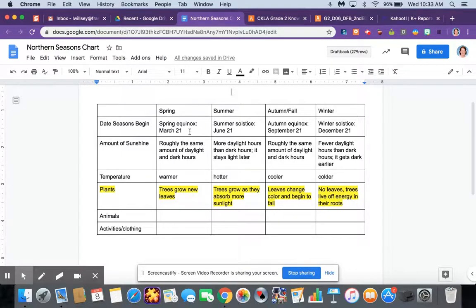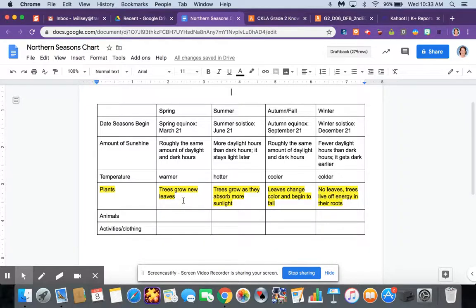If you notice, most of these dates happen on the 21st, and it's approximate, sometimes some years it's a little bit different. In the spring, we know we're warming up, like right now. In the summer, it gets hotter, and then it cools down in the autumn and the fall. In the winter, it's colder than everything else. And so for the plants, this is what we talked about a little bit, and we'll talk a little bit more in this next lesson.